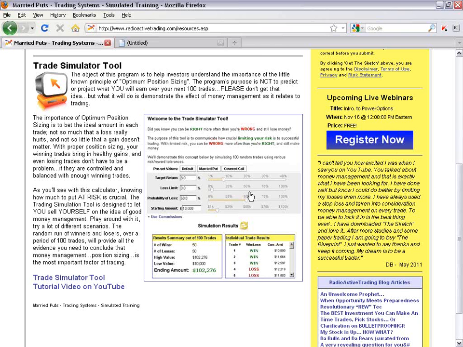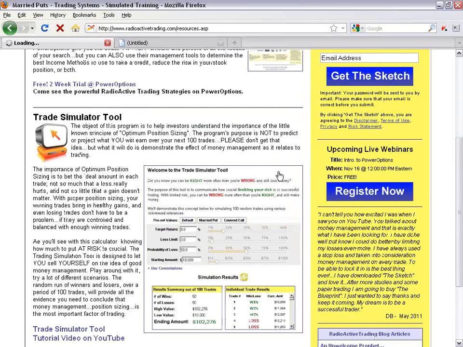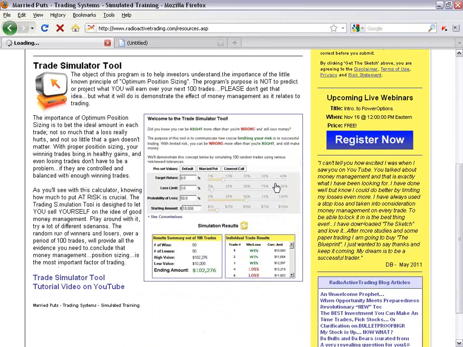Play around with this and see what happens when you enter in a target range of, let's say, maybe 5-6%, something fairly reasonable, but you limit your losses to 5, 6, maybe even 7%. How is that going to work out for you? So you can just go into the Trade Simulator tool there, play around with some of those numbers, put in your numbers, and see how your trading turns out.